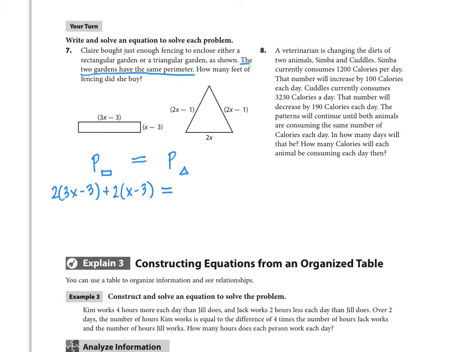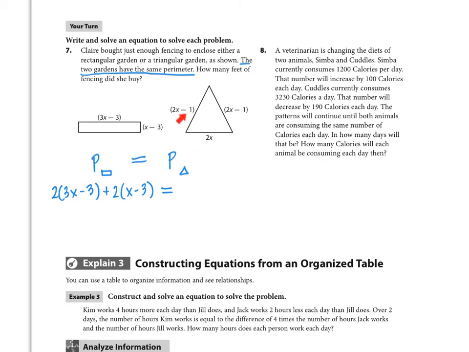And that's my rectangle. Now a triangle, there's no formula for perimeter. You just take, there's 3 sides. You add up the length of all 3 sides. So it's 2x plus 1 plus 2x minus 1 plus 2x minus 1 plus 2x.